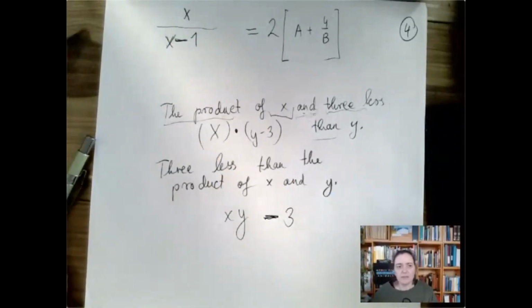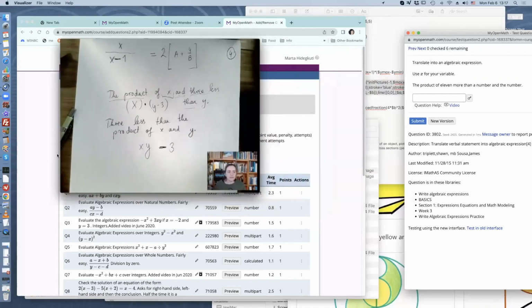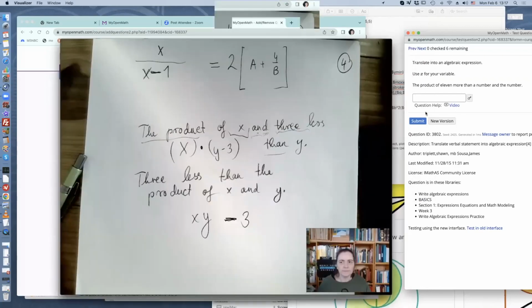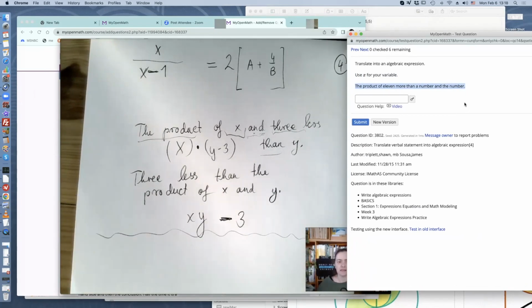Okay, so I'm gonna do something weird. I usually never share my entire desktop because of hideous things that are up here, but this is the only way we can go back and forth. Okay, so here is a cute little question. Can you see it? Use X for the variable and translate the product of 11 more than a number and the number. Use X for the number, and then the product of 11 more than a number and the number. Has to be X and X.